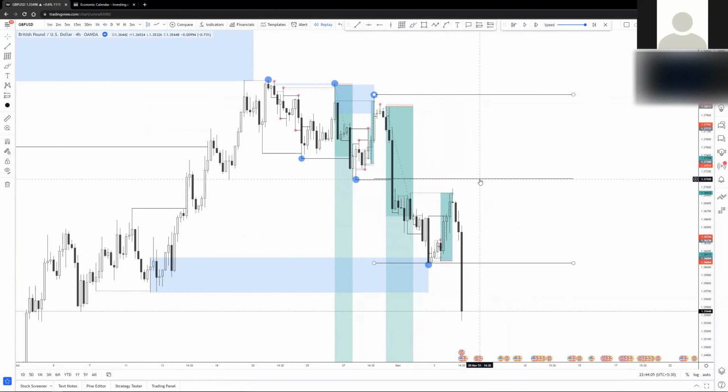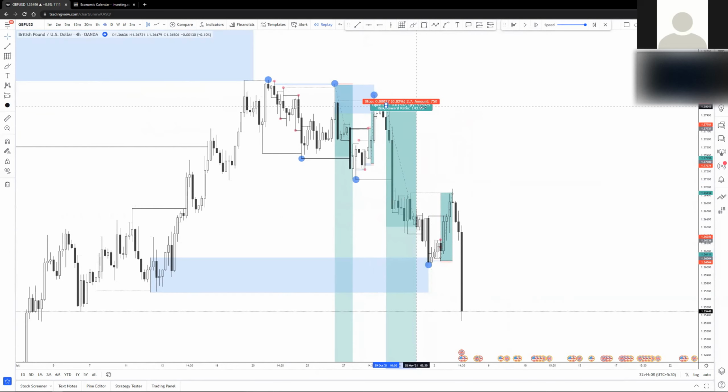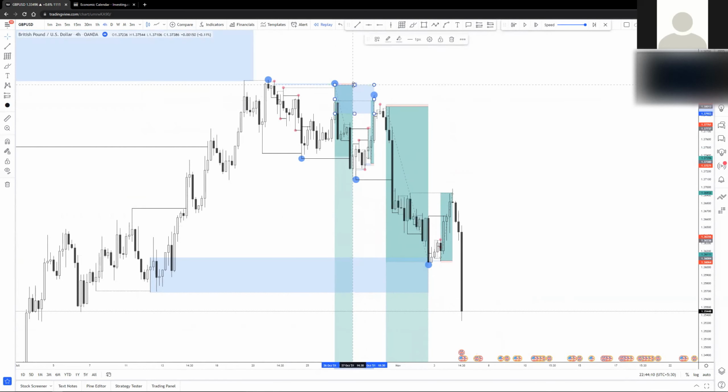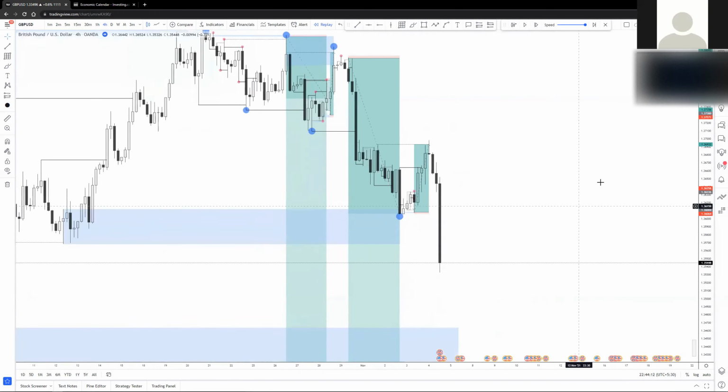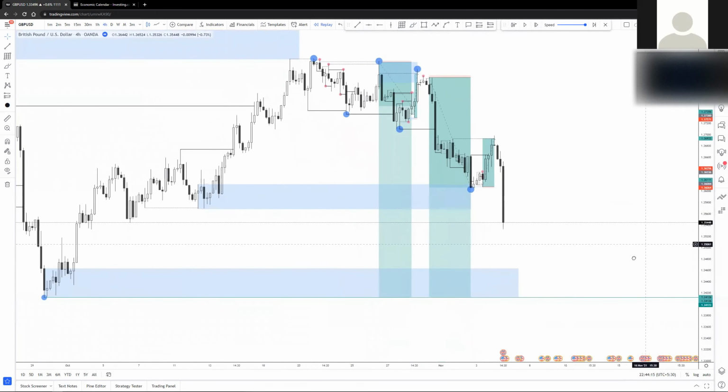I missed the sell, and I didn't even bother to see where it sold from because I don't care, because it sold from a discounted price. So I don't care. They basically just took that internal range and sold off from there.